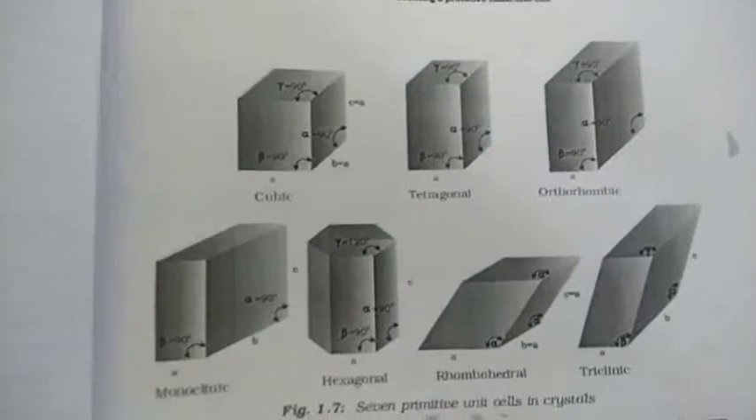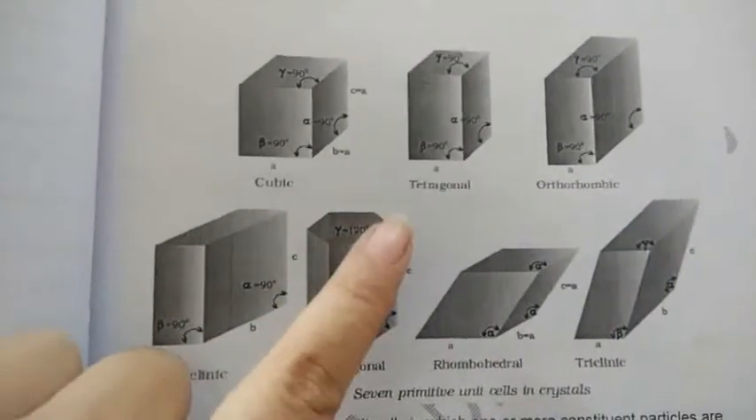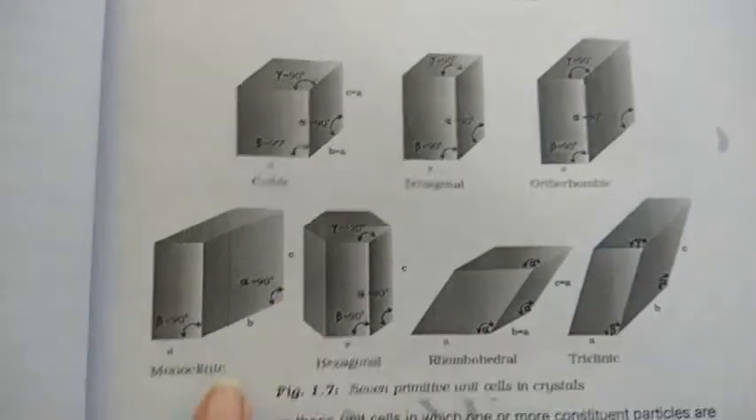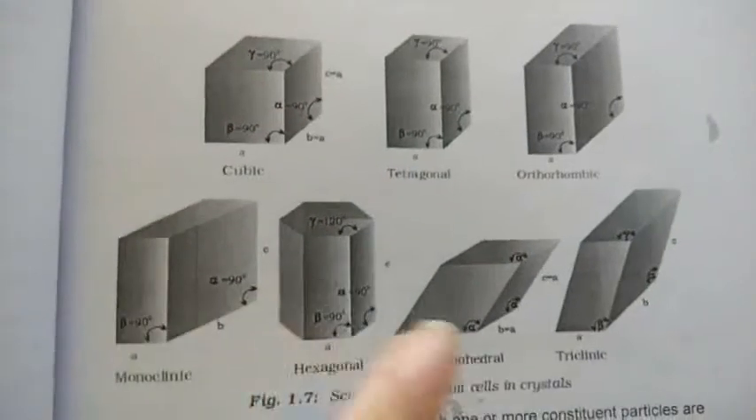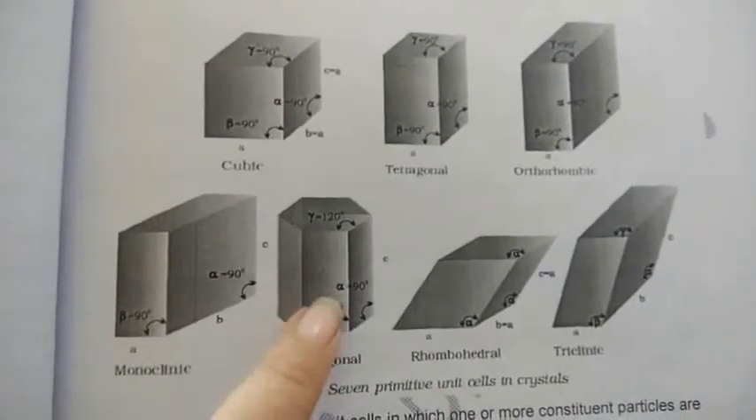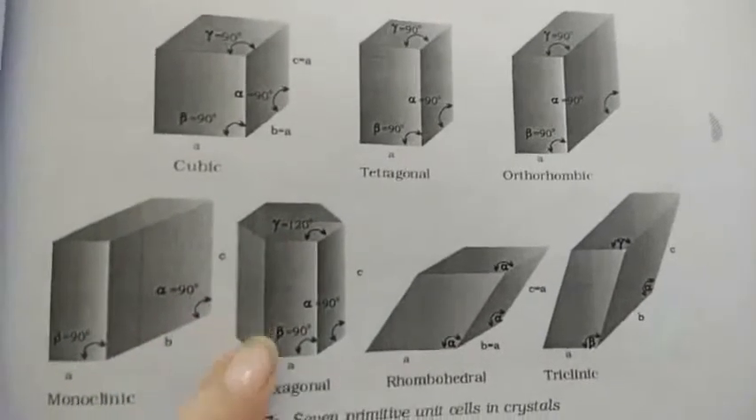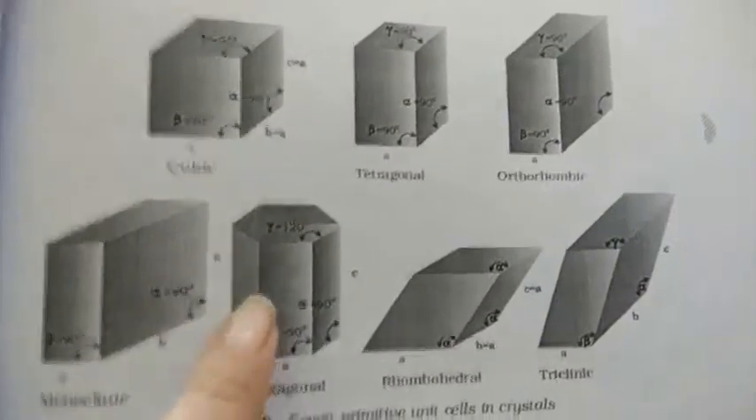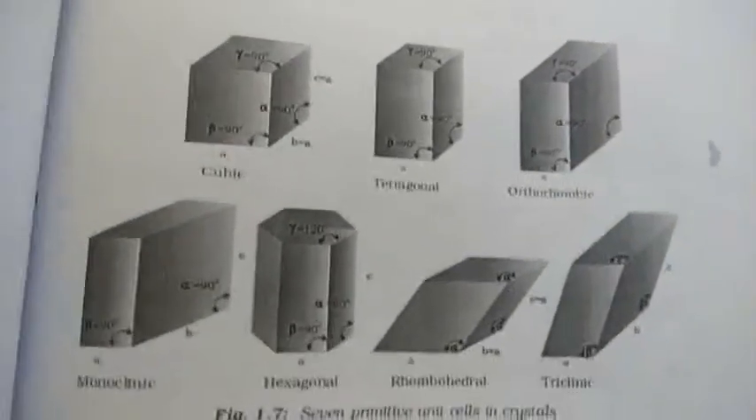Now next comes, if you refer to NCERT, this diagram is also drawn in NCERT. These are the structures of cubic, trigonal, orthorhombic, monoclinic, hexagonal, rhombohedral and triclinic crystals, the 7 types of primitive unit cells. The diagrams have been drawn. If you want to understand, you can look at these diagrams to see how the angles and sides are. Rest, this is not very important. We should only have an idea of it.